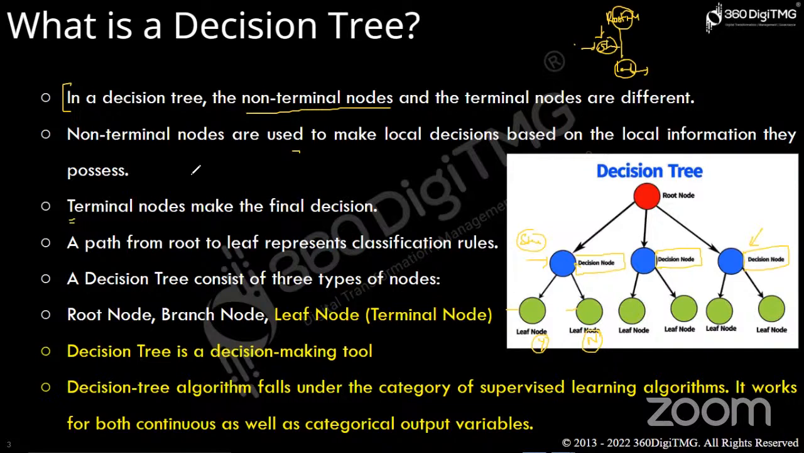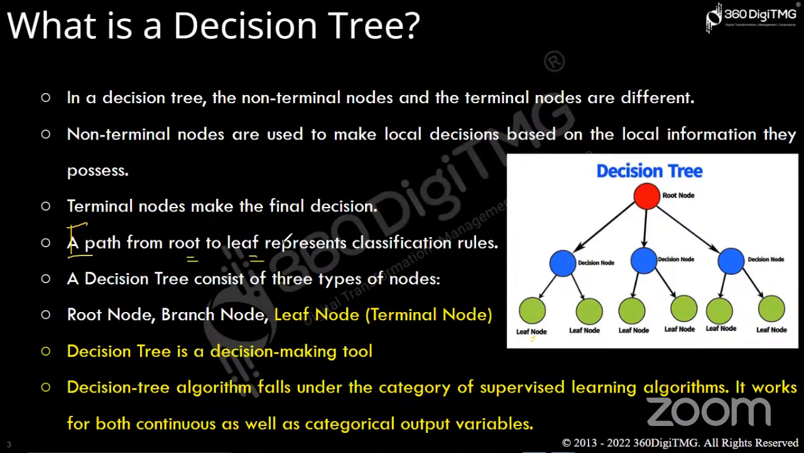Terminal nodes make the final decision. It could be any decision. The final decision will be coming from the leaf node. If I have some data, and if I have yes and no values, here I am going to get the yes and no values. So a path from root to leaf, that means from here to here, represents a classification rule.